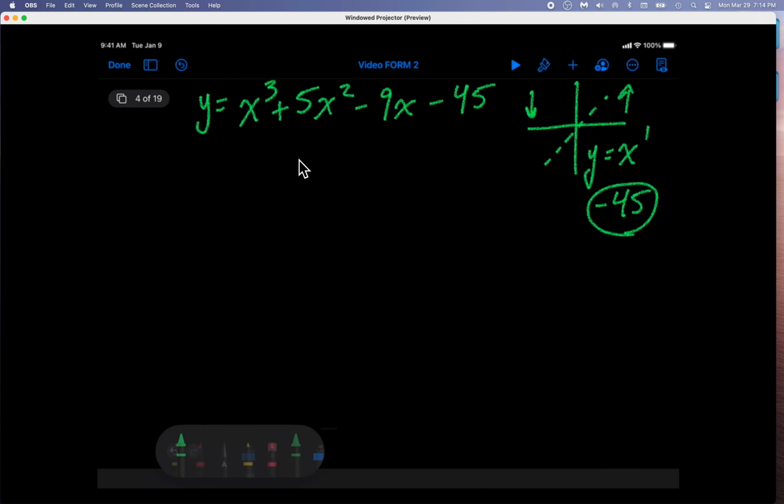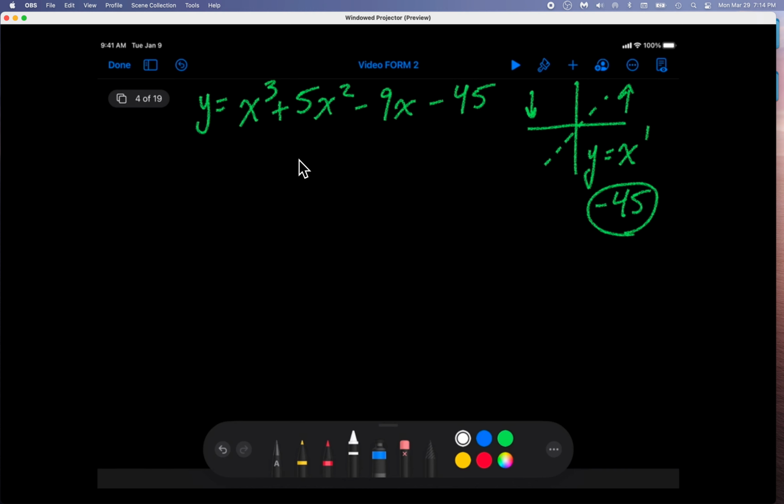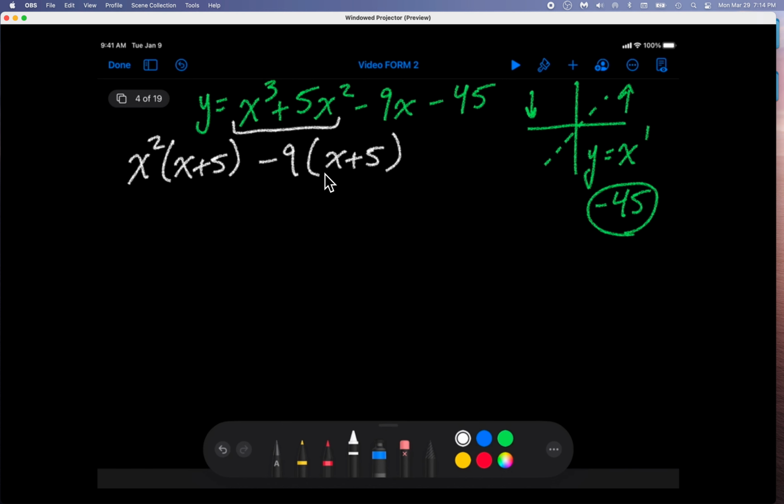What we do here, folks, is factor by grouping. So we're going to look at this part of the equation, and we're going to pull out an x squared. And over here, we're going to look for another x plus 5. So once we pulled out this x squared and it revealed this x plus 5, we knew that there had to be an x plus 5 here. So when you distribute this -9, you're going to get -9x minus 45.